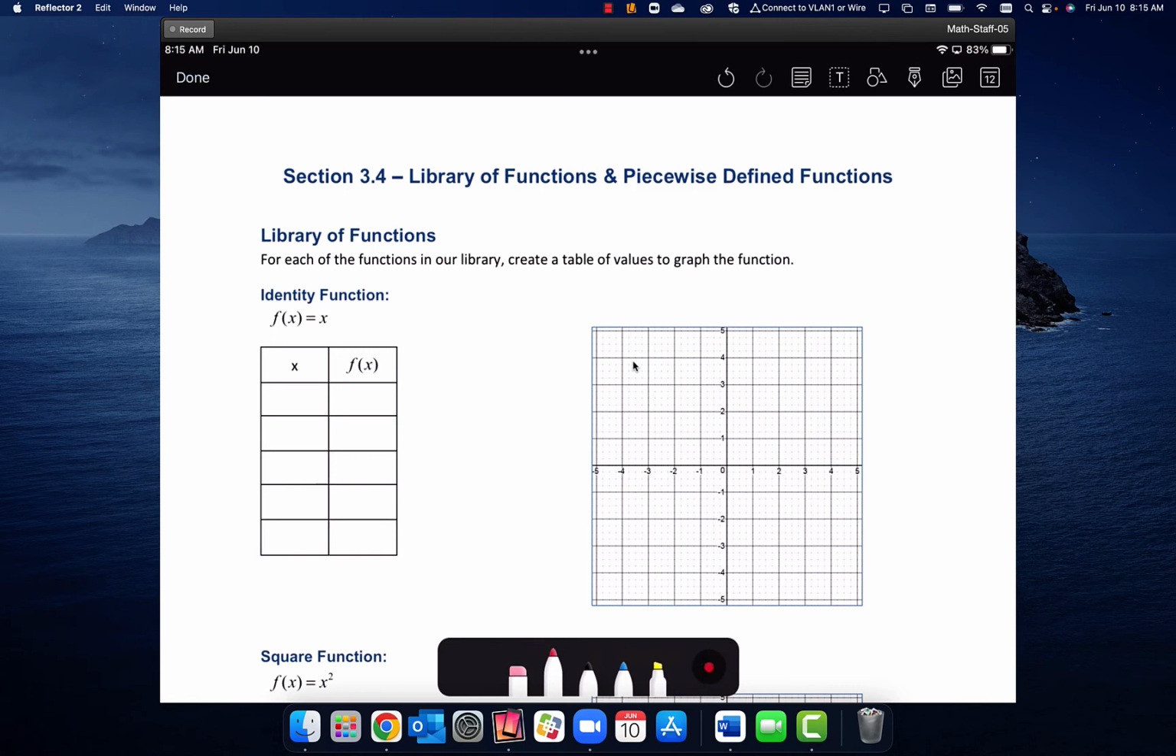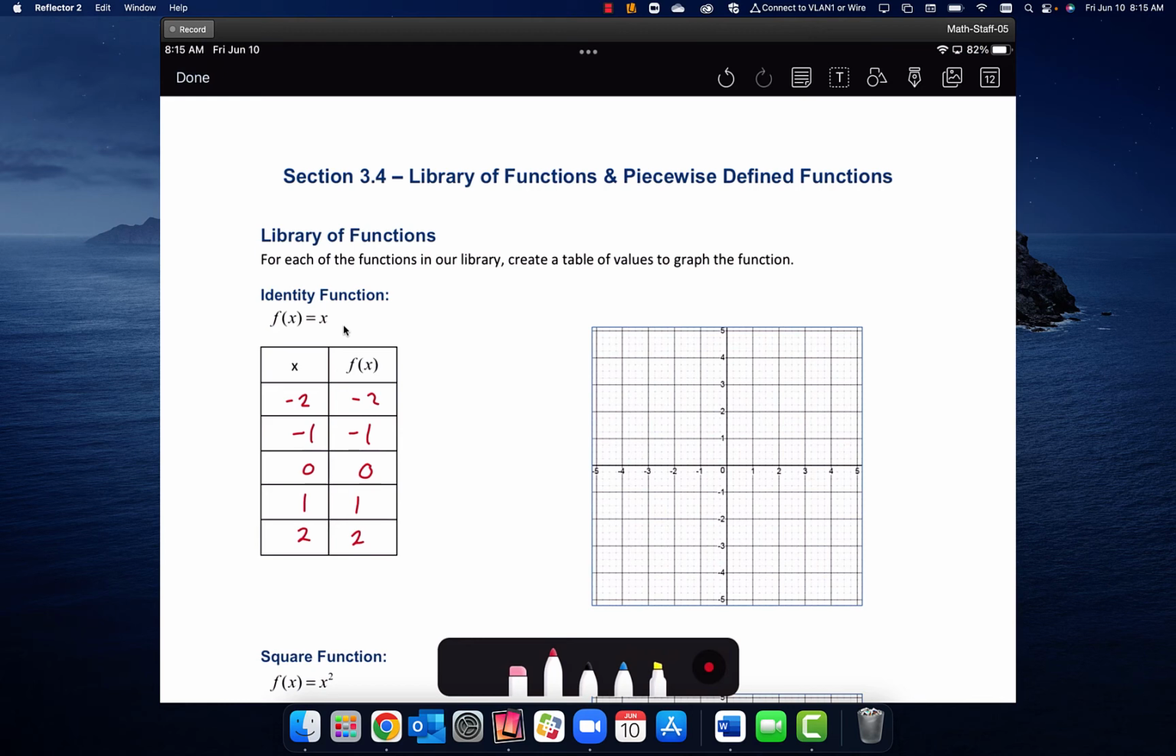With the library of functions, we're going to look at several different main functions and see what their sketch looks like. The first is the identity function, f of x equals x. X is our independent variable, so we can choose some starting values. We'll keep them close to the origin. And now just find their corresponding y values. If you plug in -2, we get -2. If you plug in -1, we get -1, and so on.